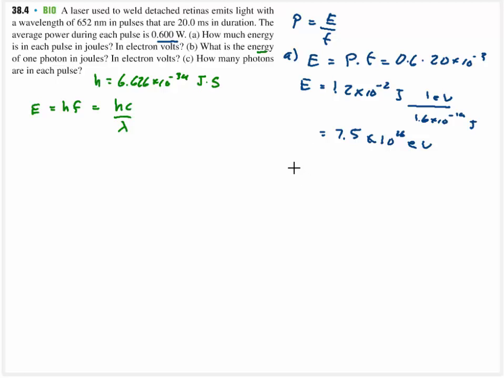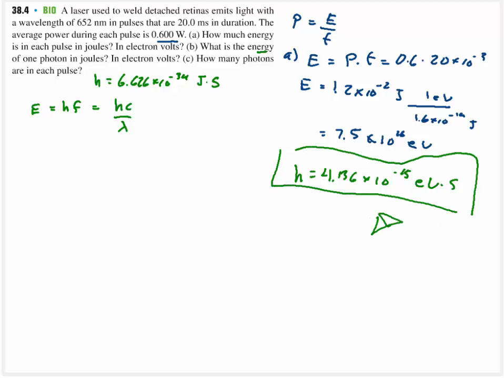Sometimes we will see it in electron volt seconds, and we can say that h is going to be equal to 4.136 times 10 to the minus 15 electron volts multiplied by a second. And that's convenient if we just want to always work in electron volts. So you probably want to have both of those written down. And I'm just going to go ahead and work this in electron volts just for practice.